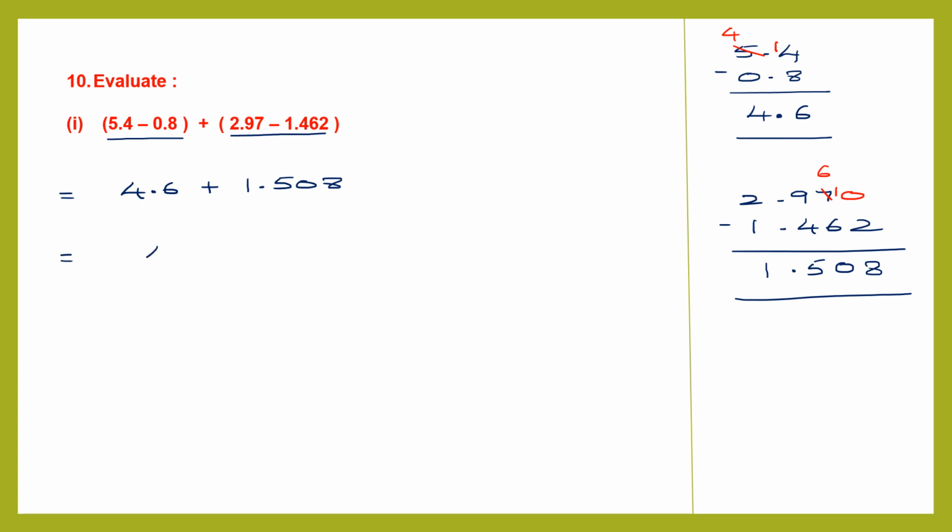So let's add up 4.6 and 1.508. So we've arranged our numbers. Let's add the zeros to make them like decimals. 0 plus 8 is 8. Then we have 0. 6 plus 5 is 11. Put the point, carry 1. 4 plus 1 is 5. 5 plus 1 is 6. 6.108. So this is our first answer, 6.108.